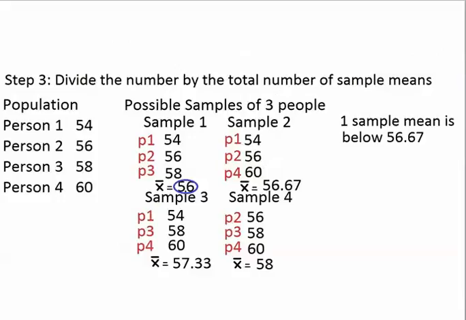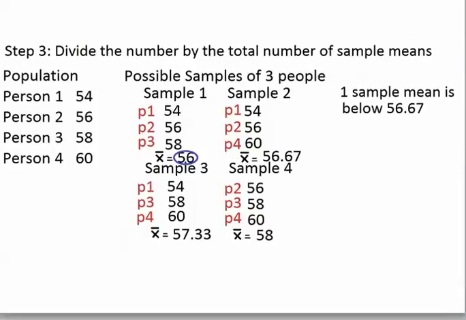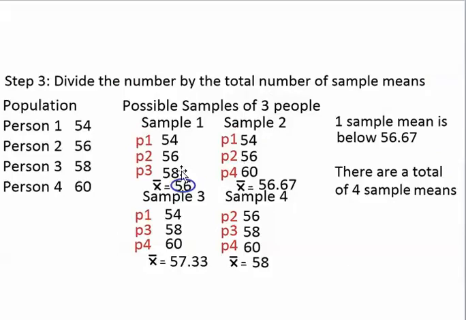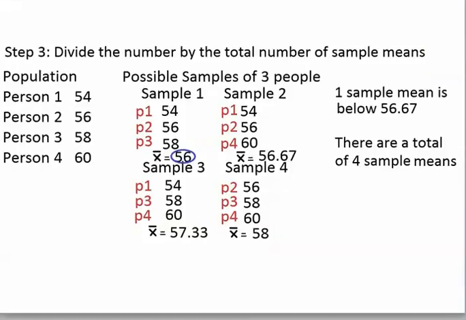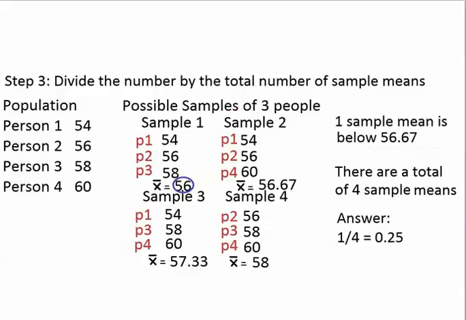In step 3, we just divide 1 by the total number of possible samples, which is 4, and 1 divided by 4 is 0.25. So our answer is 0.25, or as a fraction, it's 1/4.